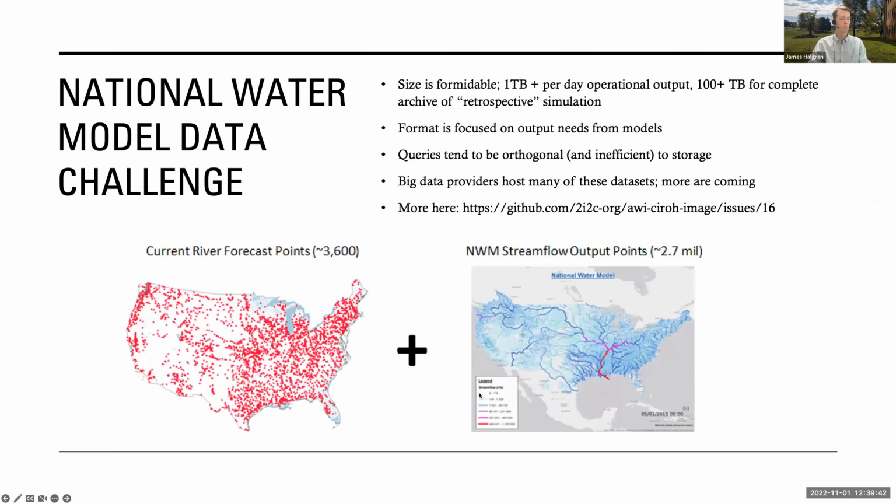The National Water Model, many of you are familiar with it, has presented us with an interesting data challenge. It generates approximately 1 terabyte of operational output daily, and the retrospective simulations are about 100 terabytes for each new model instance. Dealing with that size of data, and then the format, of course, the model itself produces that data in a format that's consistent with the modeling, but not necessarily very effective for queries or any sort of analysis. And so there's an orthogonality in the way that they're produced versus how they're queried. A lot of these data are hosted by the big data providers.